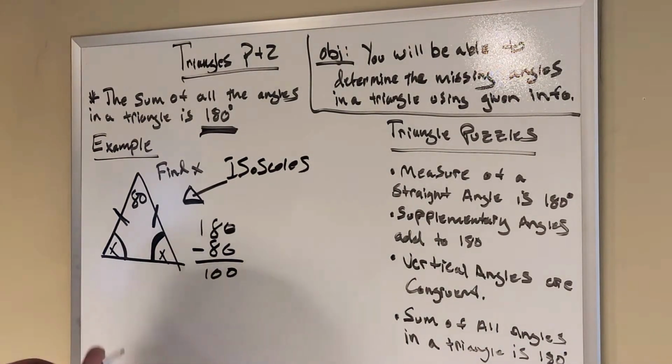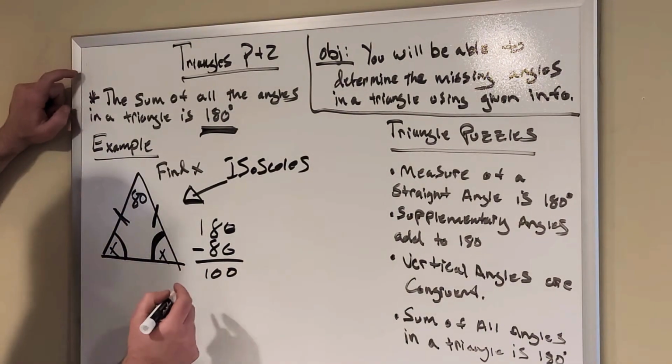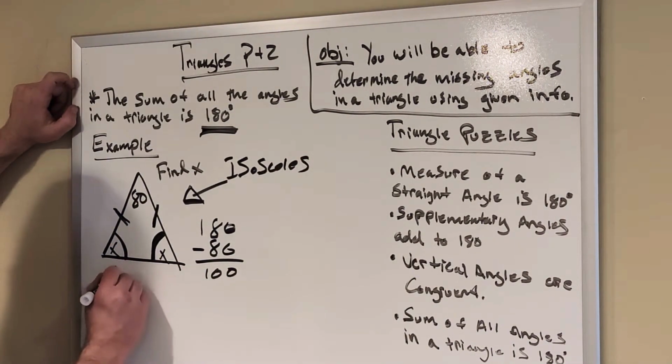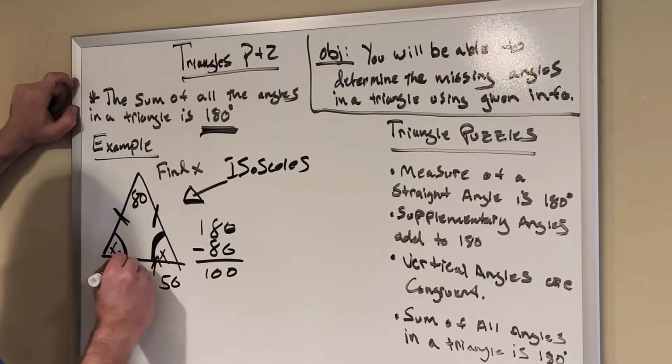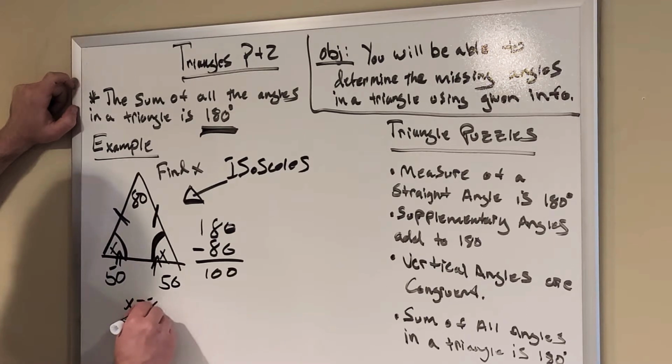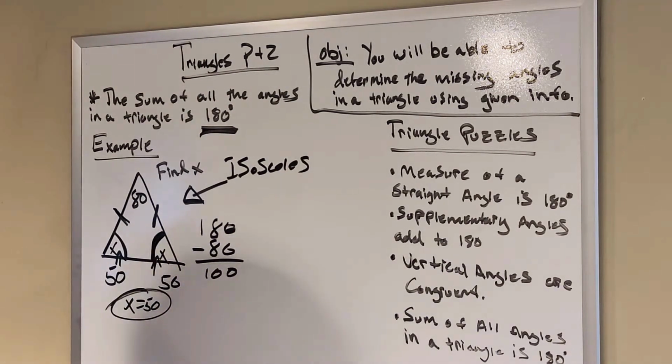So what number plus itself is going to give you 100? It's easy. 50 plus 50 is going to give you 100. So this is 50 and that's 50. So I have x equals 50. All right.